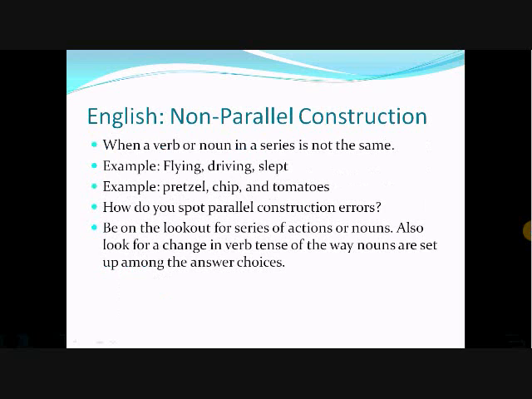Just another example: flying, driving, slept. "Slept" is different than "flying" and "driving." Another example would be pretzel, chip, and tomatoes. "Tomatoes" is plural; "pretzel" and "chip" are not. So how do you spot parallel construction errors? Be on the lookout for series of actions or nouns. Also look for a change in verb tense or the way nouns are set up among the answer choices.